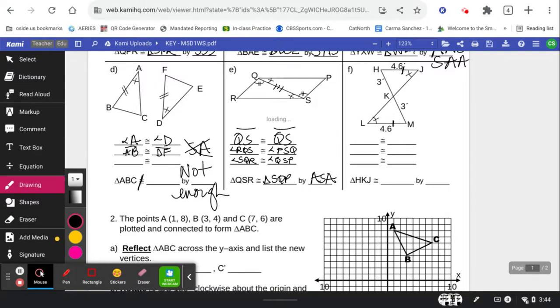Last, we see that this side is equal to this side. We see this angle is equal to this angle. We see this side is equal to this side, but ASS is not enough. So this is kind of a trick question where you're supposed to know that these vertical angles are also congruent. So trick question. Sorry guys, that one's kind of mean.